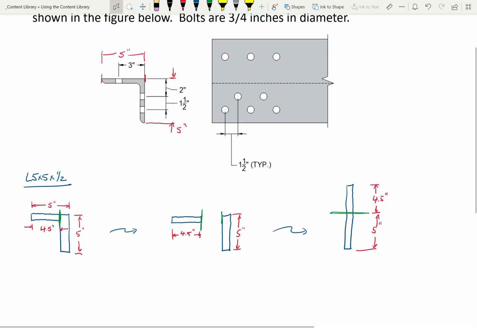So my question, let's ask that question again. What is that dimension? It's not 10 inches, it's 9.5. Because if it's 10 inches, you've double counted that thickness. Does that make sense? Is everybody okay with that?